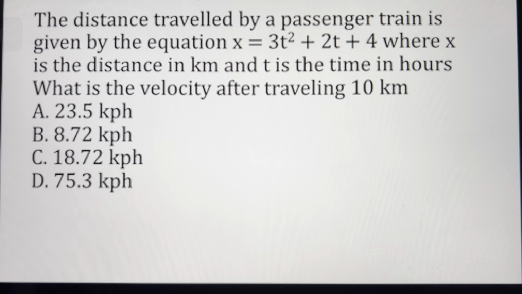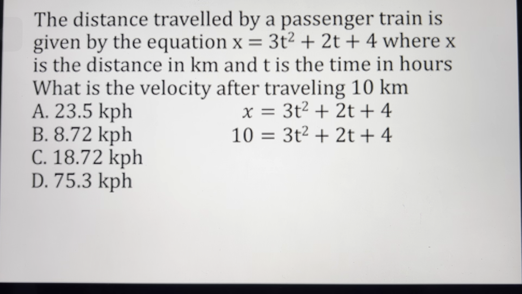Distance traveled by a passenger train is given by the equation x equals 3t squared plus 2t plus 4, where x is the distance in kilometers and t is time in hours. What's the velocity after traveling 10 kilometers? So we have the distance traveled. When x is equal to 10, we can solve the value of time in hours. So time will be 1.1196 hours.